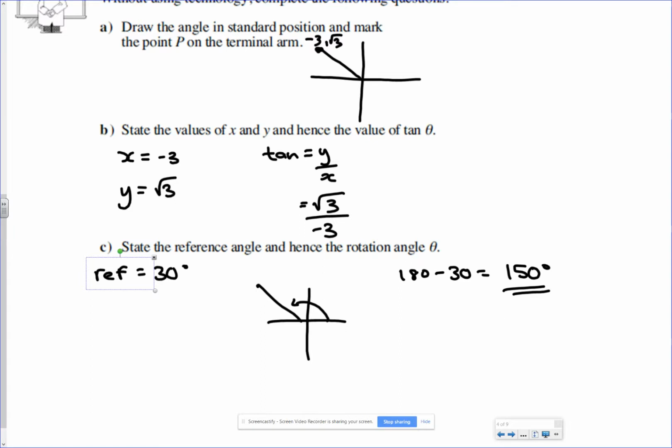I don't have to find the other one where it's negative just because they gave me the point at (-3, √3). So I do not have to find my quadrant 4 answer. If they give you the point, use the one that they have the point for. Don't worry about the rest. So going on to the next page.